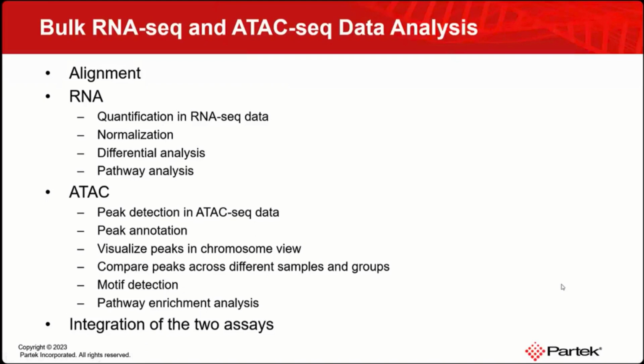All right, today we're going to talk about how to analyze bulk RNA-seq and ATAC-seq data and how to integrate the two assays. We will start from a FASTQ file and talk about the alignment, and then we're going to briefly talk about the RNA-seq pipeline: how to generate raw counts, normalize, and then perform a differential analysis to detect genes that are different between the different groups, and then pathway analysis.